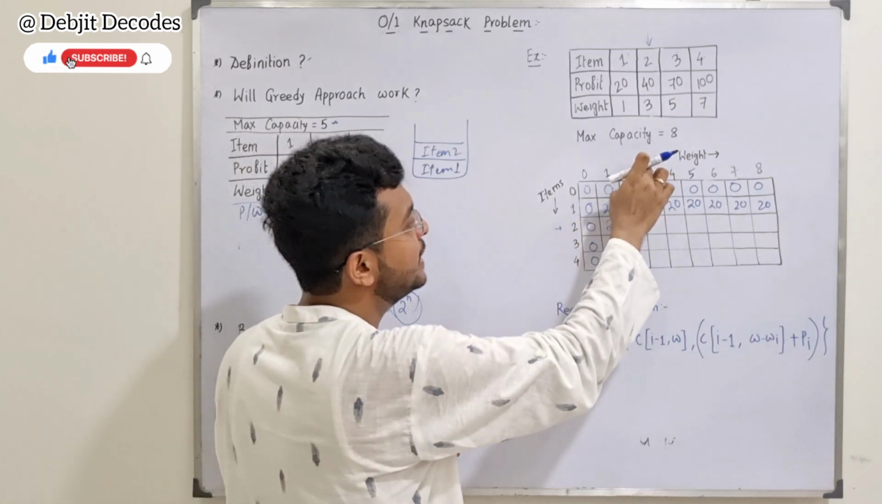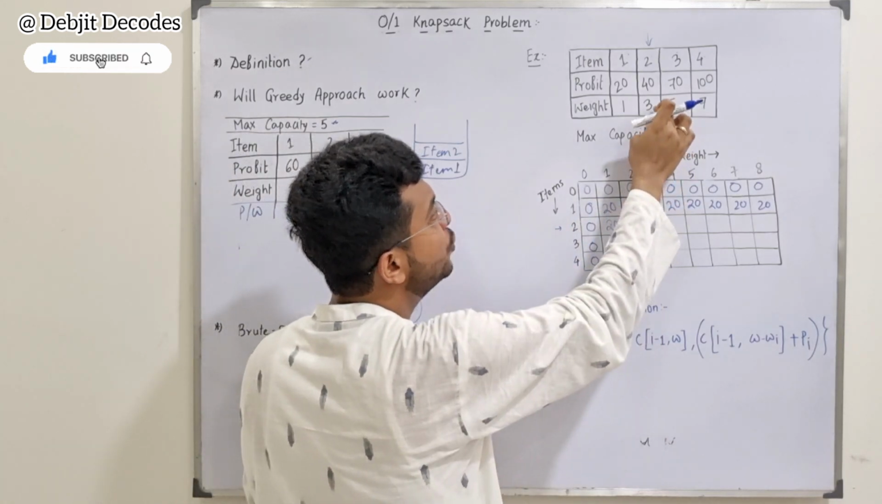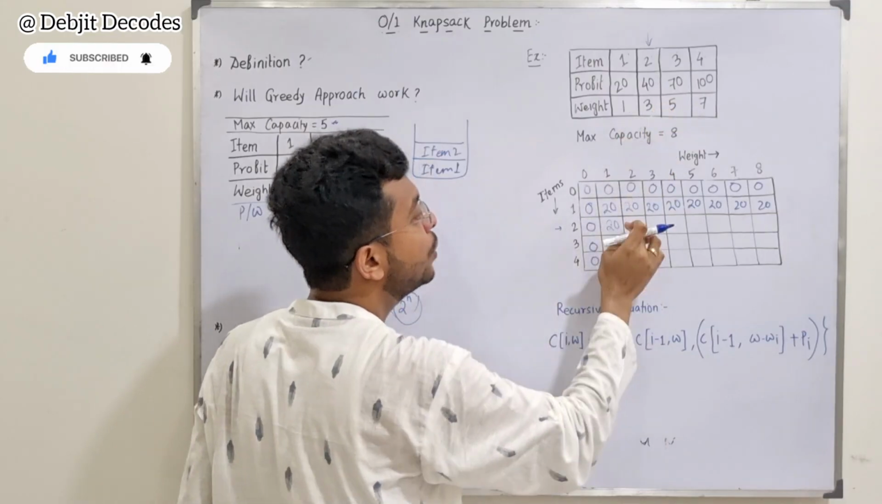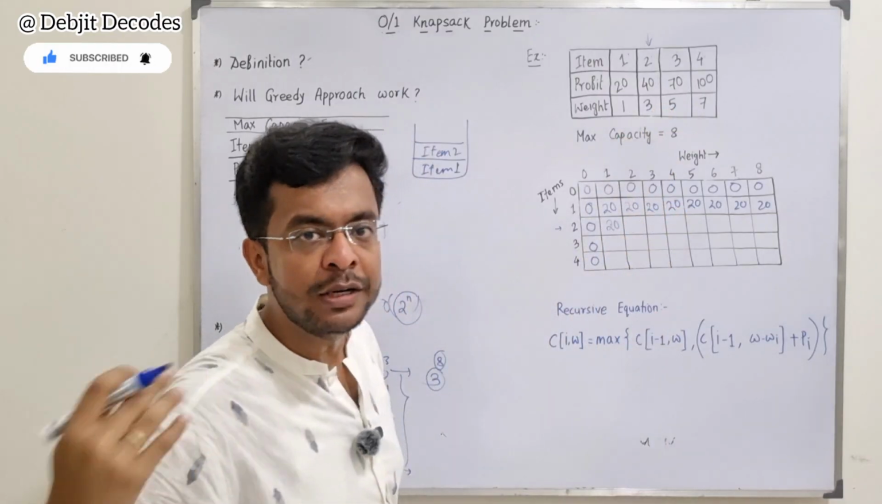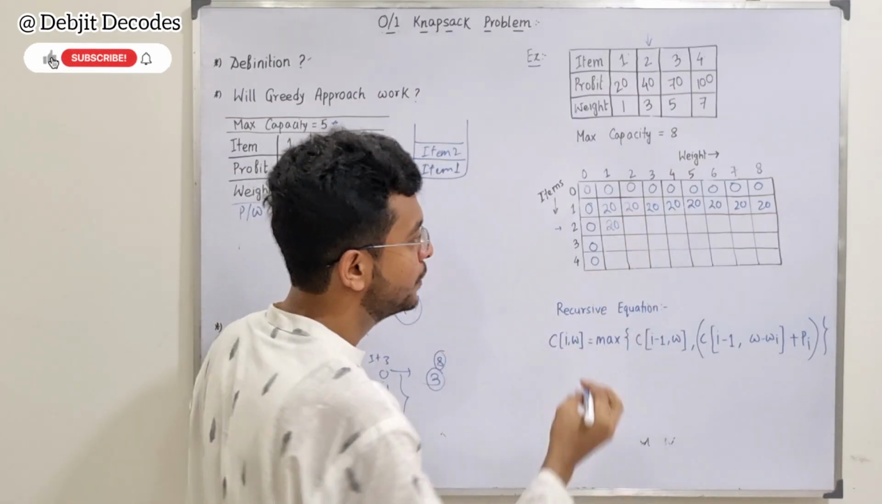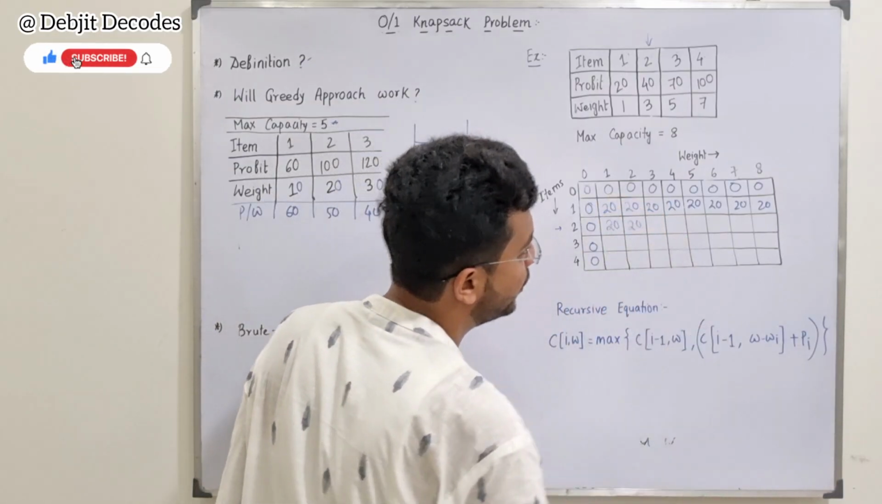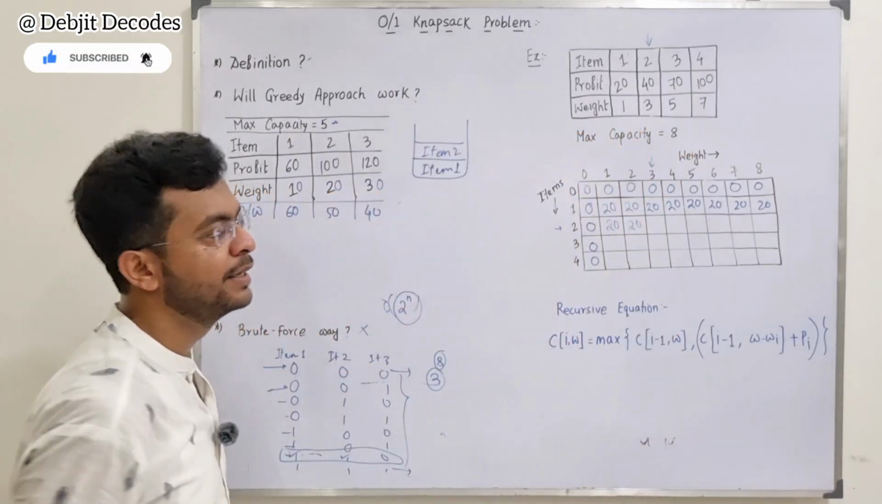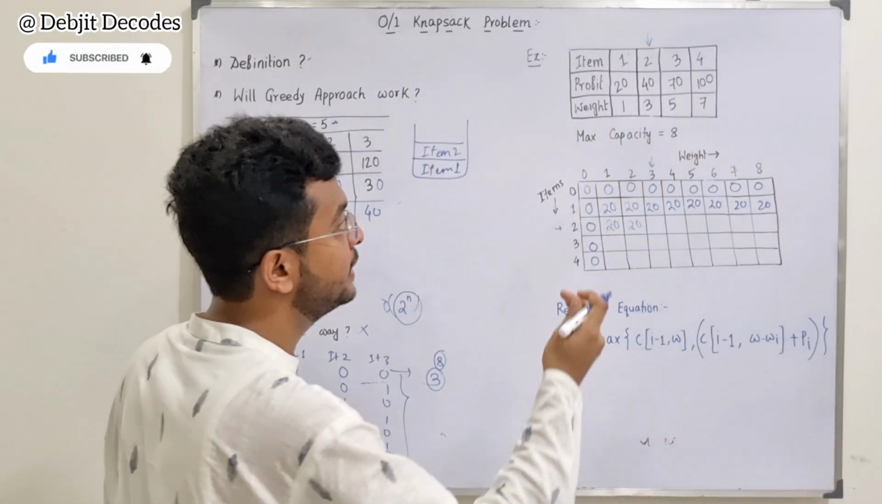Now when the max capacity is 2, can item 2 sit there? No, because its weight is 3. Whenever we cannot fit the item, we simply take the value from the upper cell. So it will be 20, and again 20. Now, when the max capacity becomes 3, here comes the change.